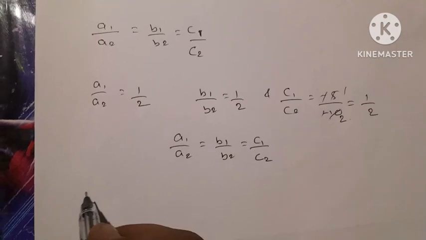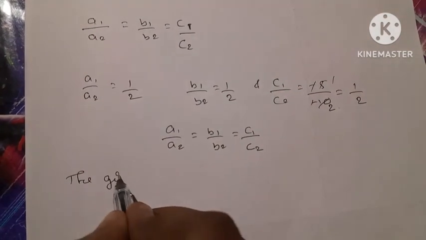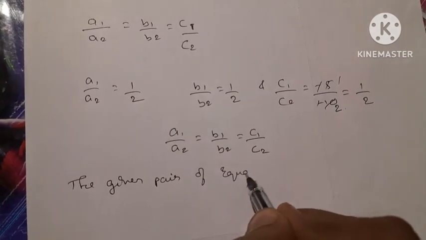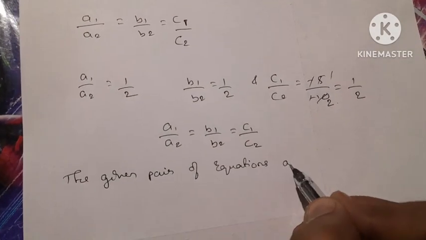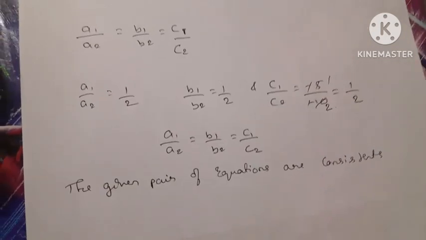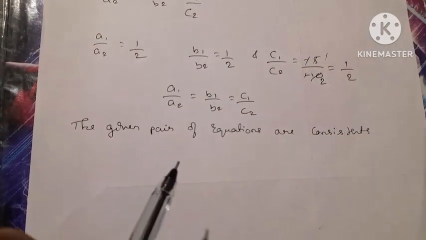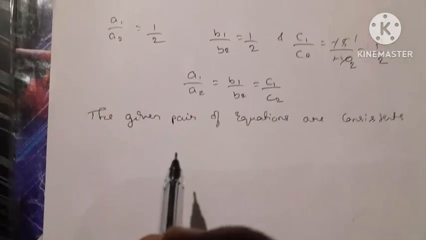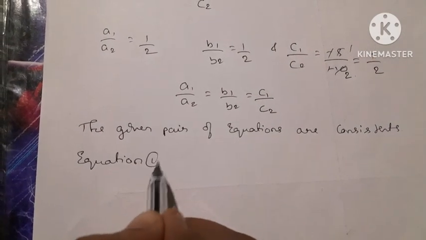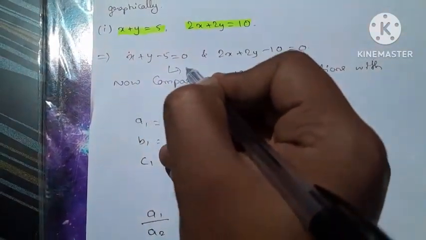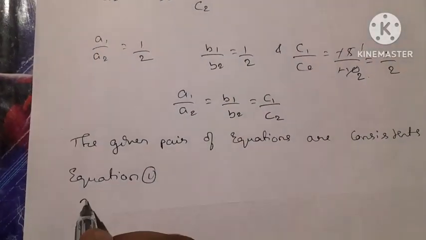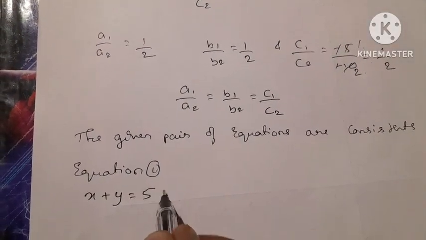So which means that the given pair of equations are consistent. To obtain the answer graphically, we need to plot this on a graph paper. For that we need coordinates. To solve that, we'll consider equation 1. For example, let's take this as equation 1 and this as equation 2. Okay, equation 1, x plus y equal to 5.